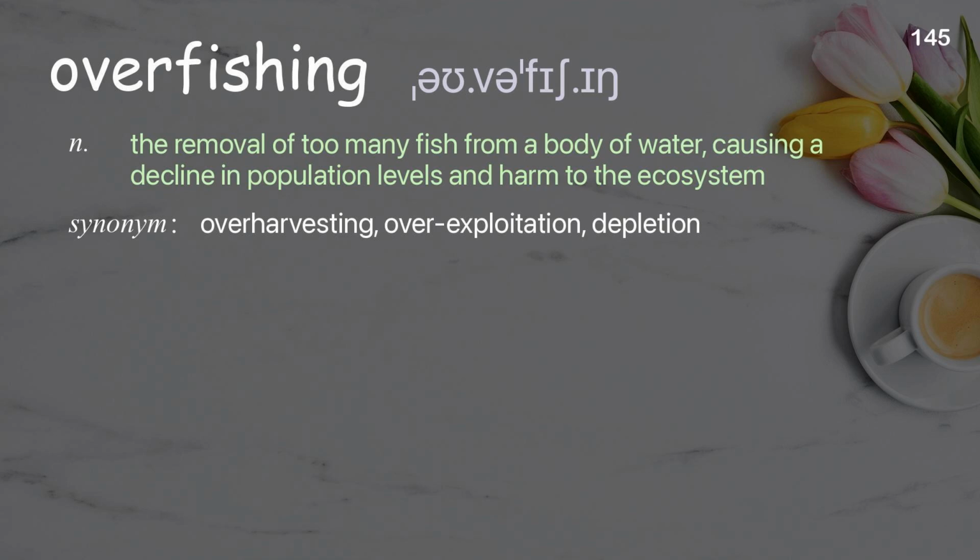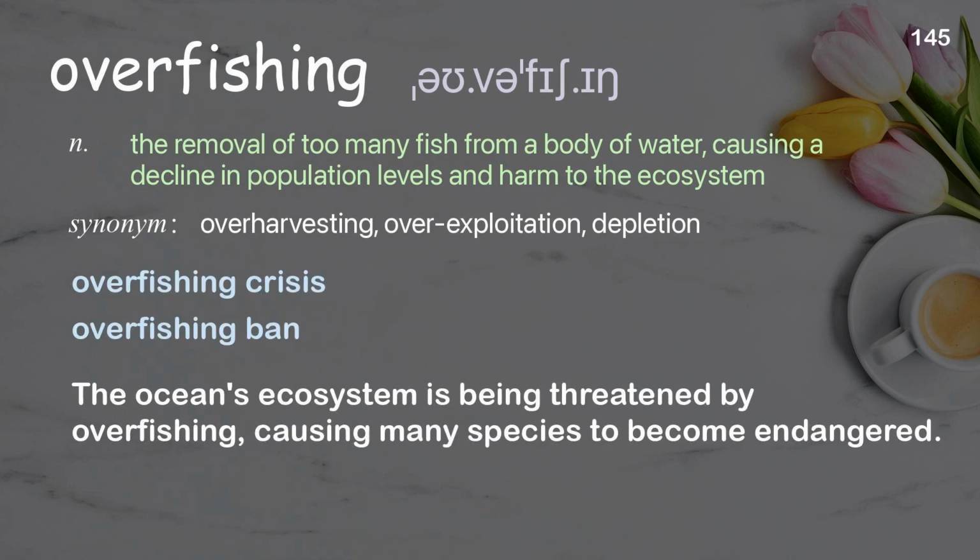Overfishing. The removal of too many fish from a body of water, causing a decline in population levels and harm to the ecosystem. Examples: overfishing crisis. Overfishing ban. The ocean's ecosystem is being threatened by overfishing, causing many species to become endangered.